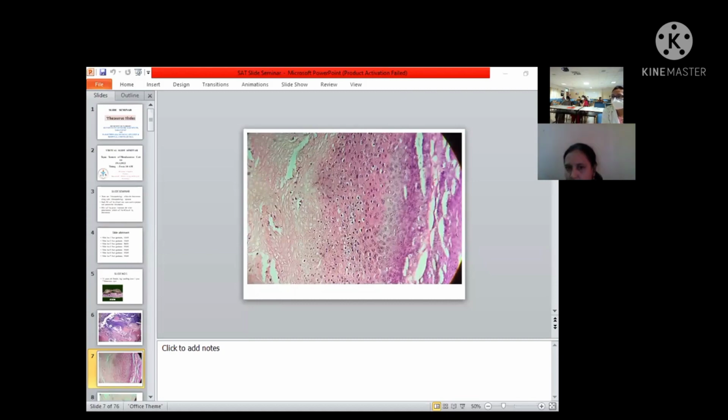This section shows foreign body giant cell, which can be a giant cell reaction to the ghost cell or the calcific areas. This slide shows areas of calcium deposition, that is calcification in this area. So all these features are suggestive of pilomatricoma, also known as calcifying epithelioma of Malherbe. And the differential diagnosis can be trichilemmal cyst or basal cell carcinoma. Thank you, ma'am.